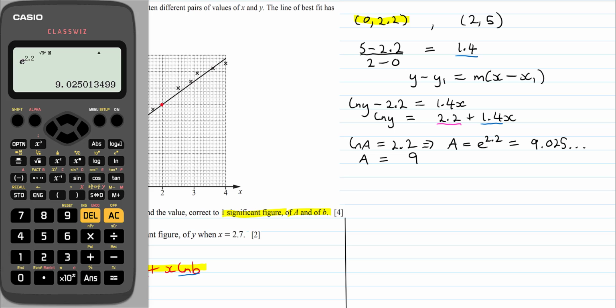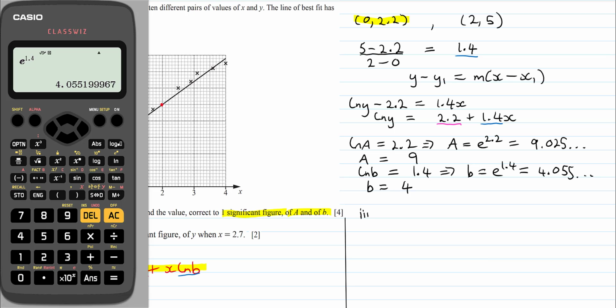And now solving for b, so we have ln b is equal to 1.4, and so we get b is equal to e to the power of 1.4, and that equals 4.055, etc. And so rounding that to one significant figure, we have b is equal to 4. So that is part 2 done.